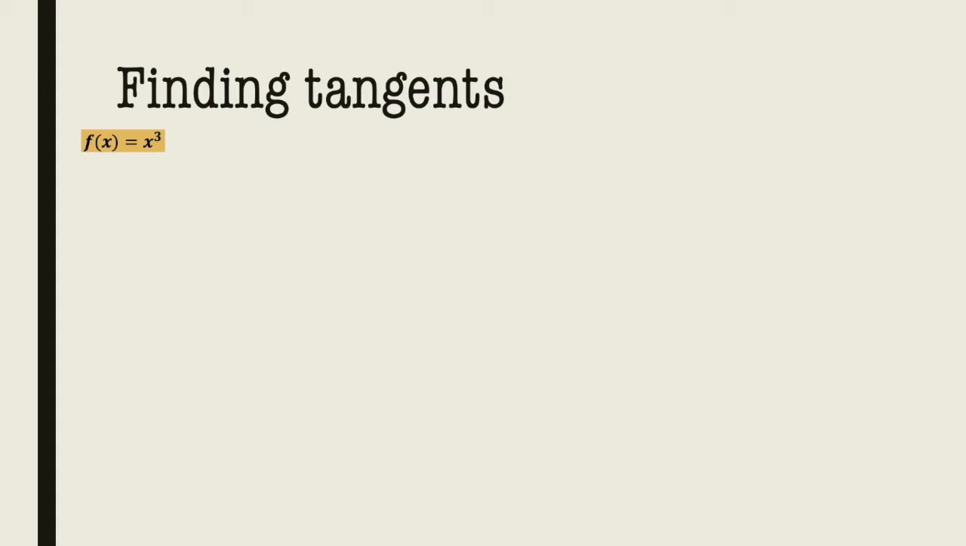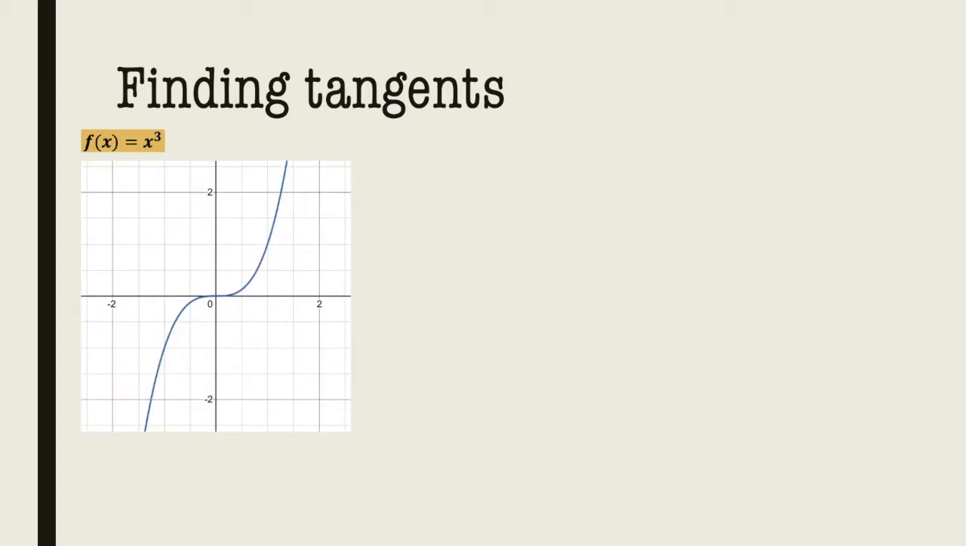Assume we have the simple cubic function f(x) = x cubed. We will not need it, but here is a graph of the function in case you are curious. Our goal is to find a tangent to f(x) at x = 1. Effectively, we are looking for a tangent that would intersect the line of f(x) at the point x = 1. The first step in solving this is to remember one crucial fact.